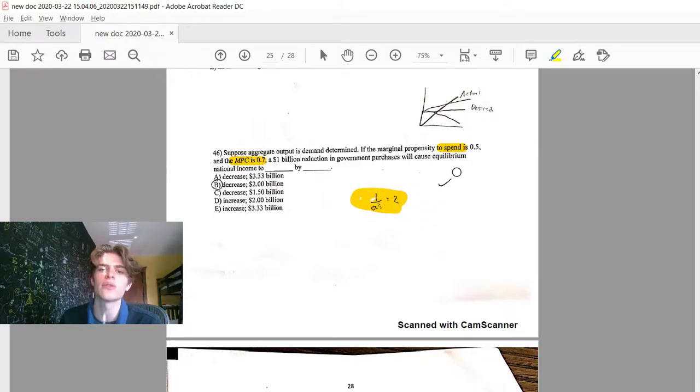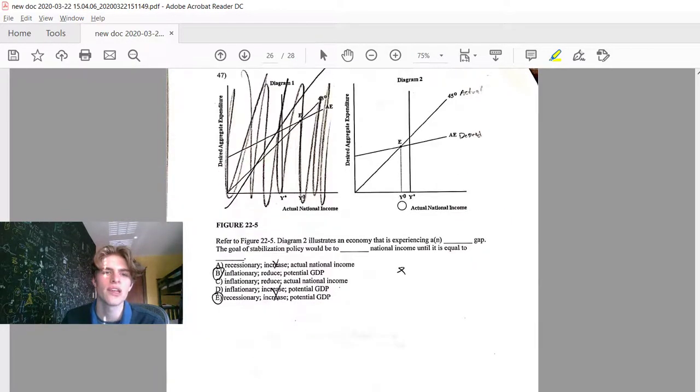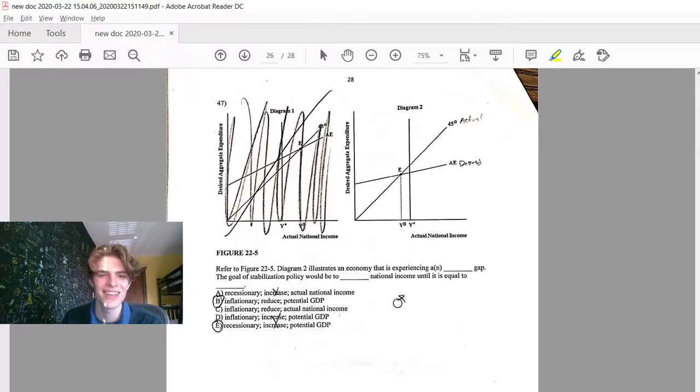1 over 1 minus z gives us 2. So it would decrease it because it's a reduction in government purchases, right? AE going downwards. How much is it going down by? It's going down by the initial shock times the multiplier. This one, I got this wrong, but I liked my process in this. So, 47.